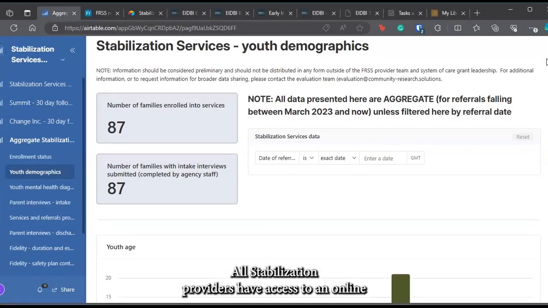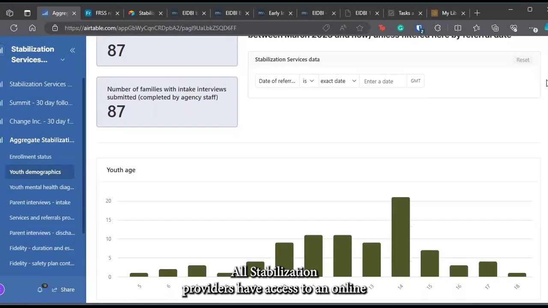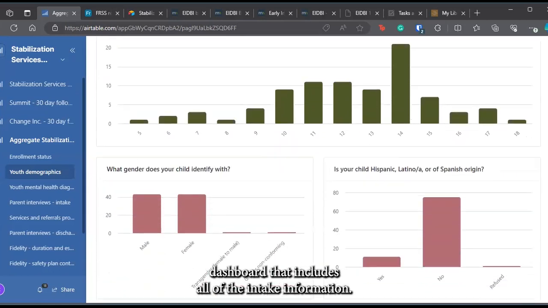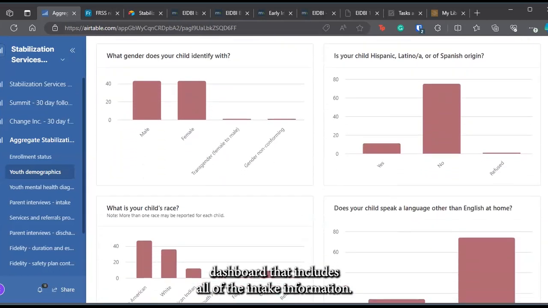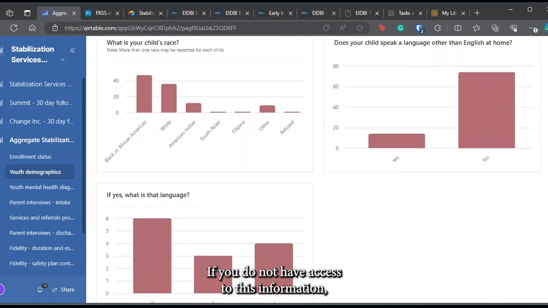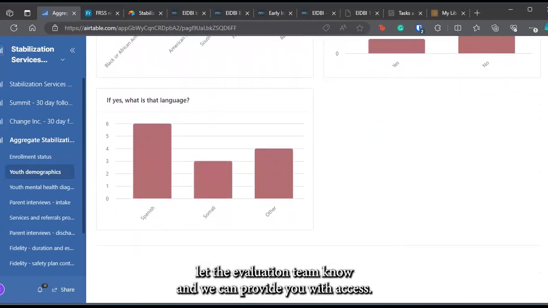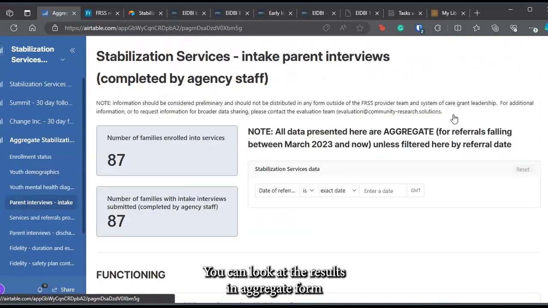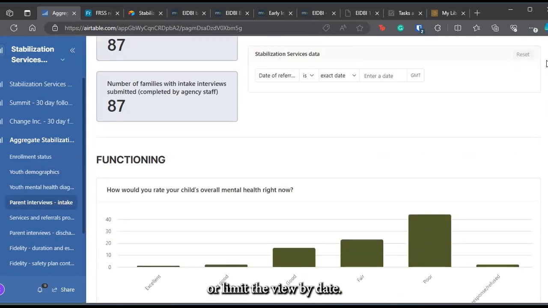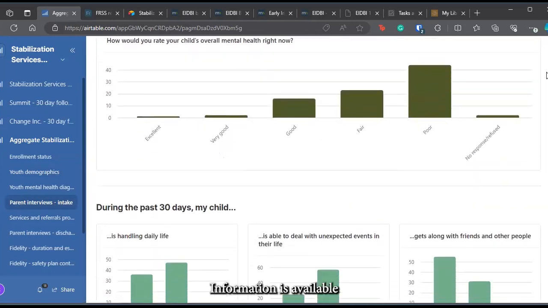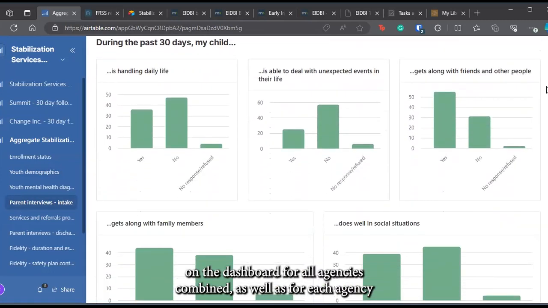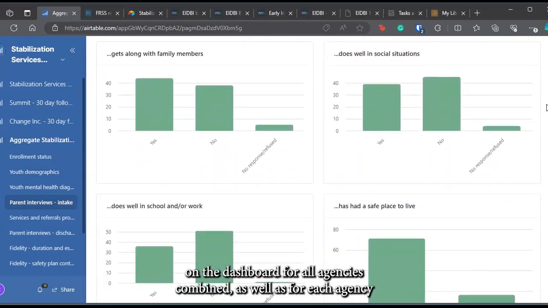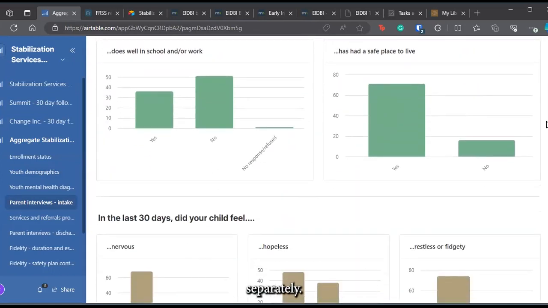All stabilization providers have access to an online dashboard that includes all of the intake information. If you do not have access to this information, let the evaluation team know and we can provide you with access. You can look at the results in aggregate form or limit the view by date. Information is available in the dashboard for all agencies combined, as well as for each agency separately.